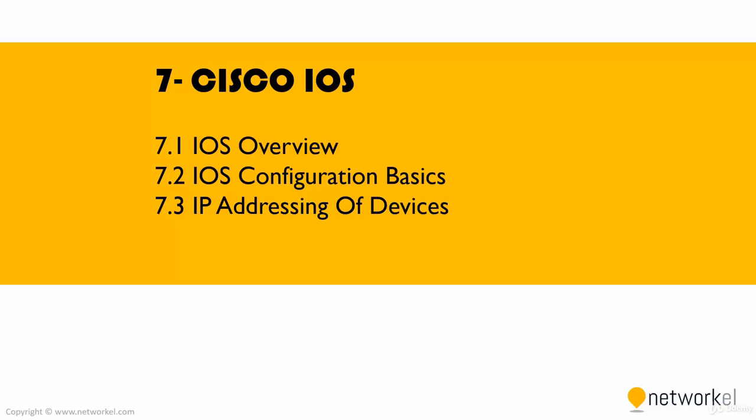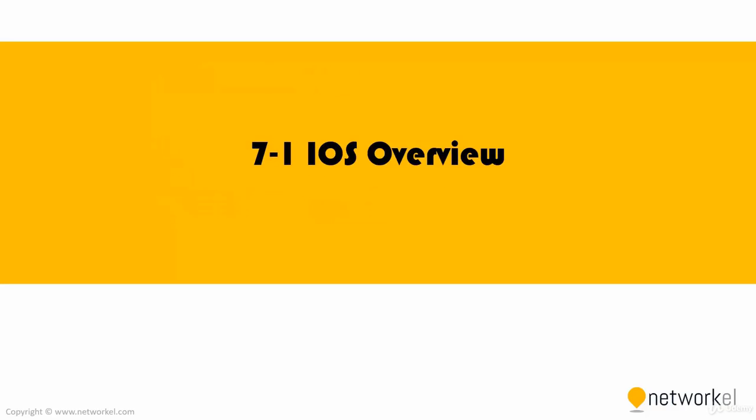We have 3 chapters. In the first chapter, we'll take a look at the Cisco IOS overview. In the second chapter, we are going to talk about IOS configuration basics. And in the last chapter, we are going to talk about IP addressing of the devices.